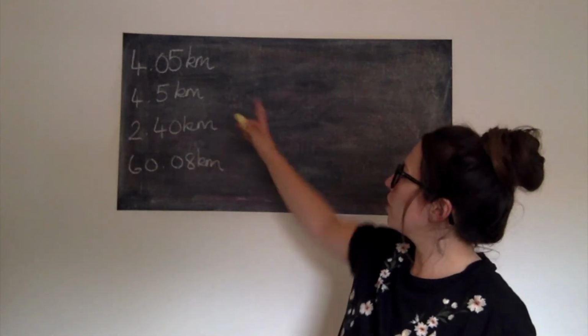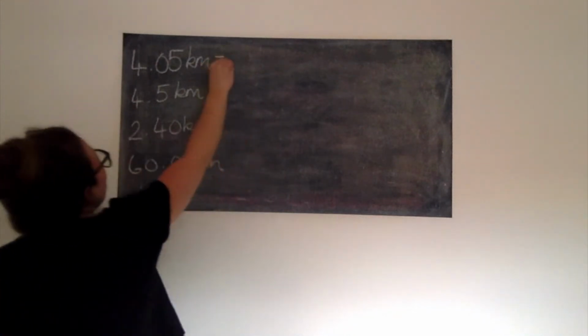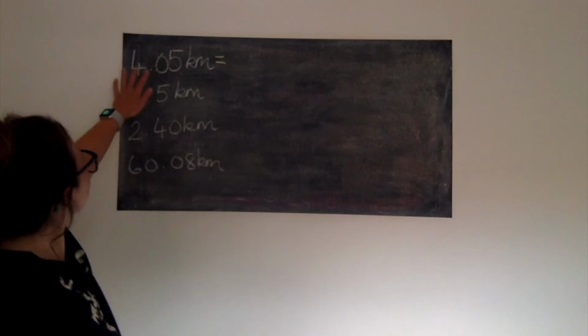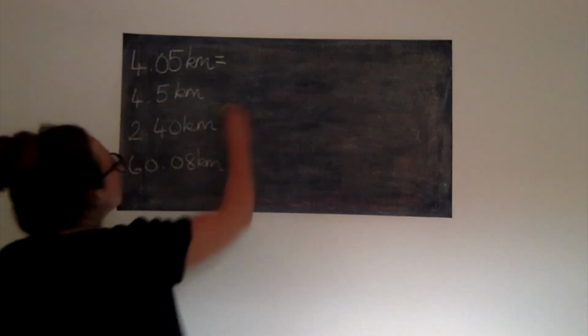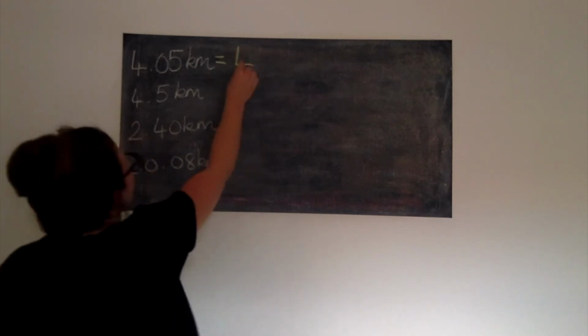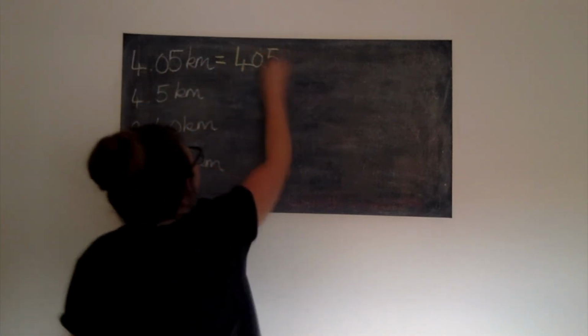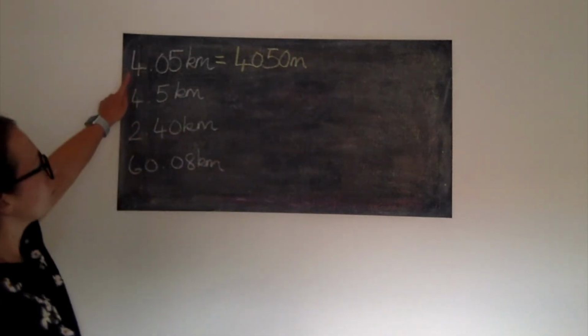Starting then with 4.05 kilometres. To turn this into metres, we need to times it by 1,000. We can also think about this 4 whole kilometres is the same as 4,000 metres. So it would give us 4,050 metres. Okay, so we times this by 1,000.